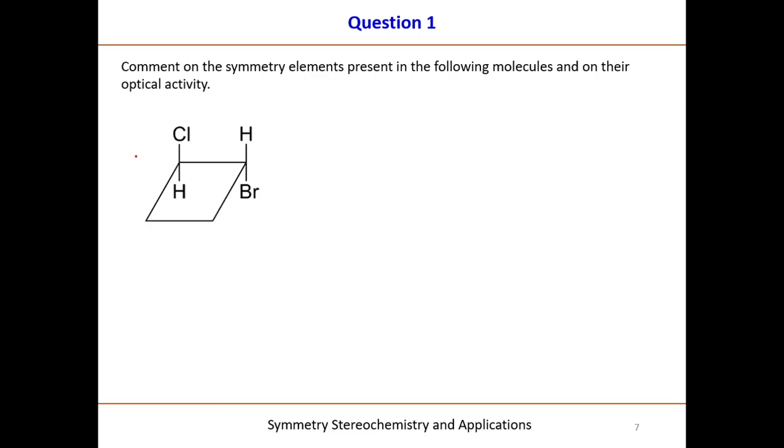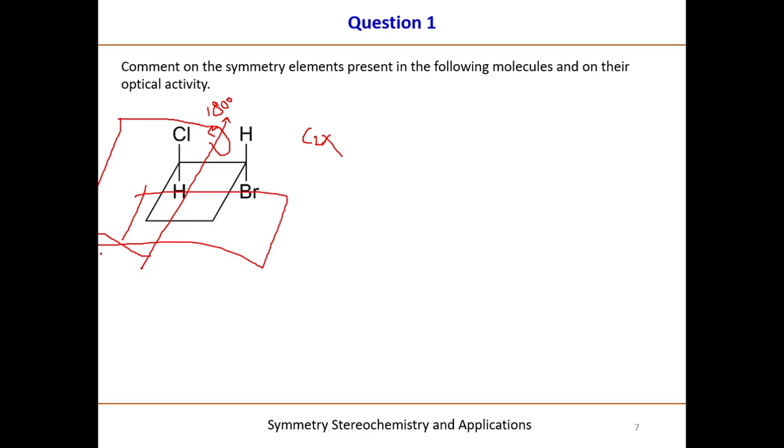In trans-chlorobromocyclobutane, again you can check the axis of rotation and plane of symmetry. If you apply these two symmetry elements, you can check here that these two symmetry elements are absent. So we don't have a C2 axis and we don't have a sigma plane also. You can pass a plane through here and check by yourself. You can pass a plane through here also, any plane. Now you will observe that there is no plane of symmetry present in this molecule. That means the sigma plane is absent.